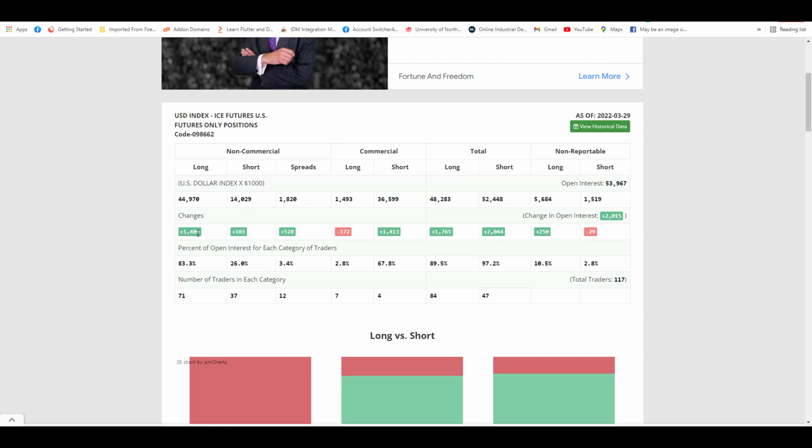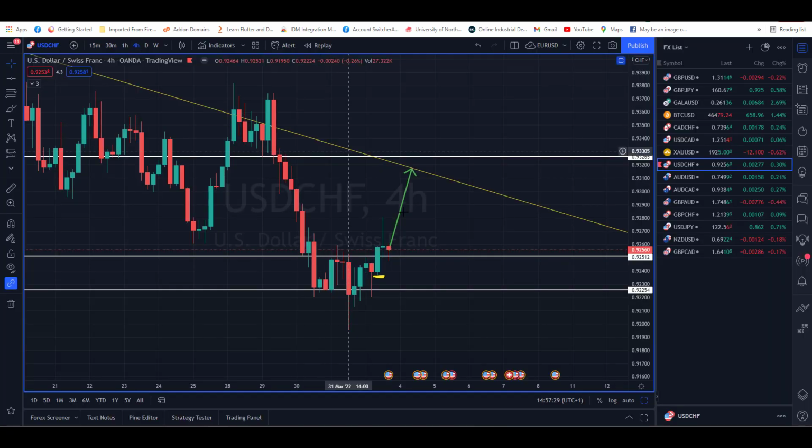And look here at the changes compared to last week. 1,409 long positions were added, right? But only 103 short positions were added. So all this generally indicates an increase in strength on the US dollar compared to the Swiss franc, which eventually tells us that the pair needs to go up, right? So this confirms our previous buyers that the market is going to go up. So we're expecting a massive move on the USD CHF for the week.